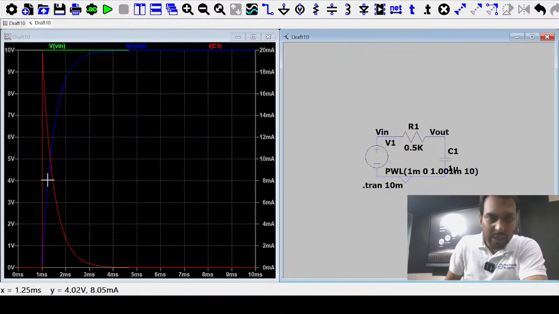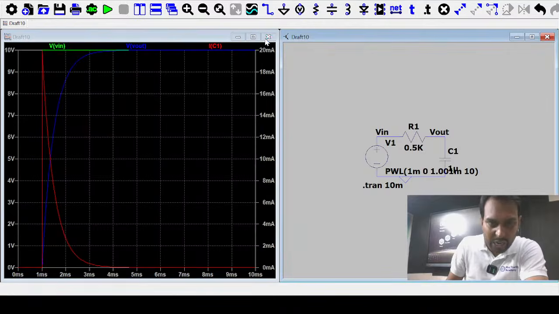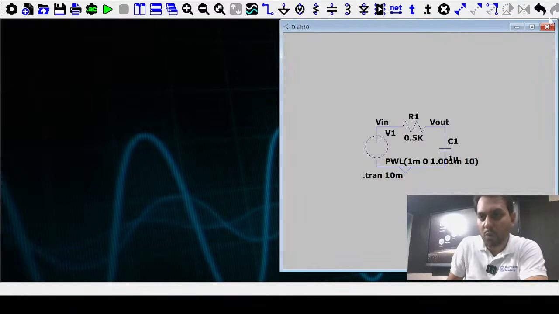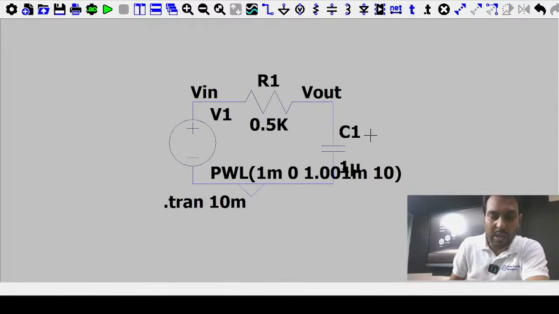So this is the way you can understand that the capacitor is charging. Now I am talking about changing the input voltage. Now the input voltage is not constant. Before T1 it has a voltage of 10 volt, and after T1 the input voltage is suddenly 0.